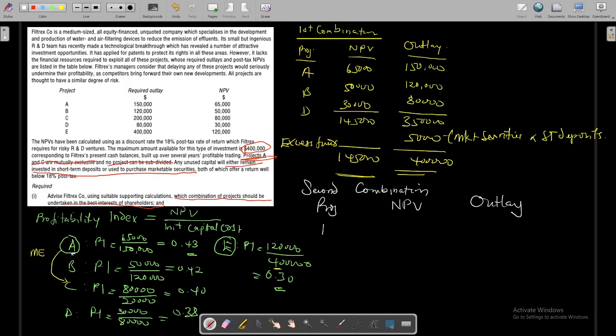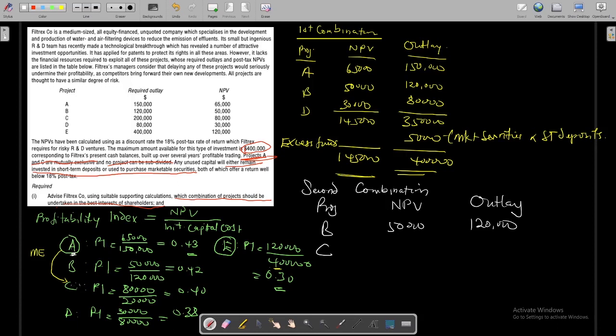So we start with B, which is the best one, which gives us 50,000 with outlay of 120,000. Now another reason why we cannot select A is that A and C are mutually exclusive. So if we have considered A in the first combination, we cannot consider it again in the second combination. Okay, the next one to choose is C.